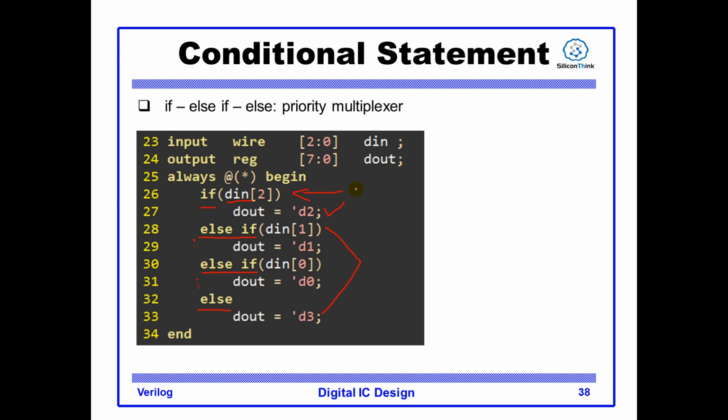So if this is not true and this is true, then this line will not be executed, this line will be executed, and these lines will not execute. So from this code segment, you can understand the meaning of priority. So how about the block diagram for this code segment?